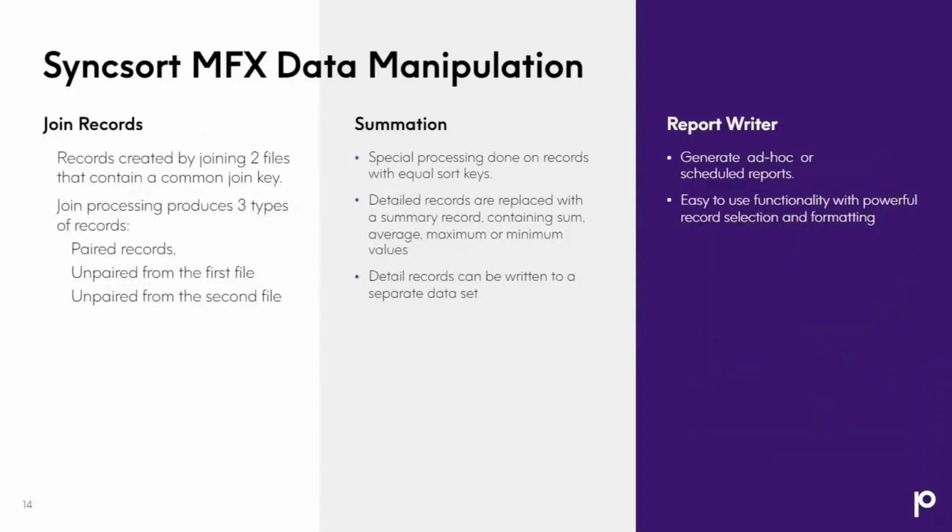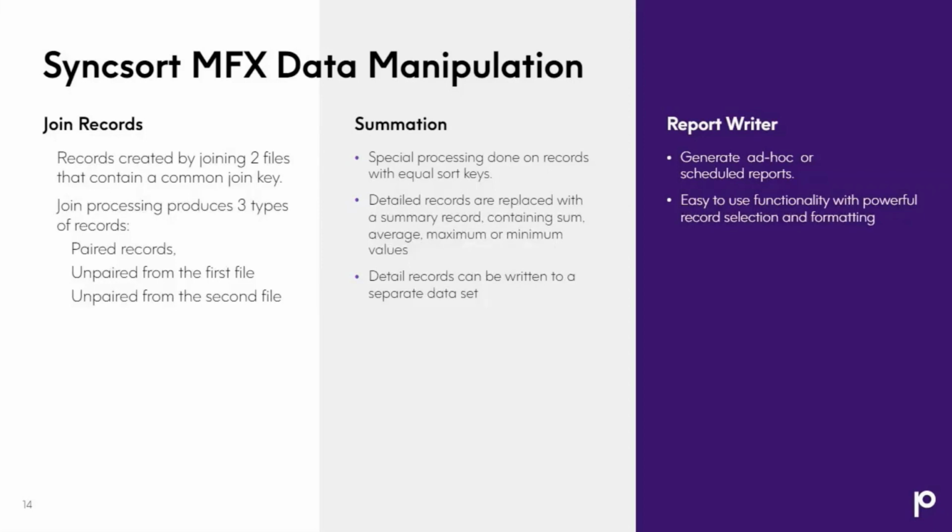For join records, records can be created by a join process between 2 files that contain a common join key. Each record from the first file is joined to each record from the second file that shares a common key. If there are m number of records from the first file and n number of records in the second file that contain the same value in the join key, m times n records will be created.